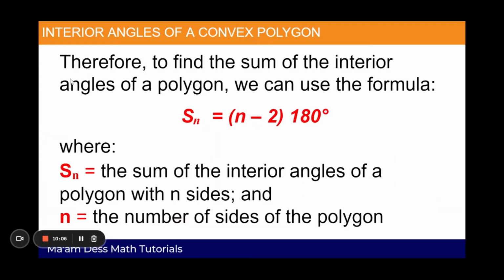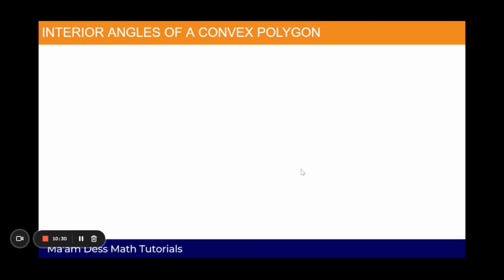Okay, now, therefore, to find the sum of the interior angles of a polygon, we can use this formula. S of n, where n is the number of sides, equals the quantity of n minus 2 times 180 degrees. So this is the sum of the interior angles of a polygon with n sides. Okay, and n is the number of sides of the polygon.